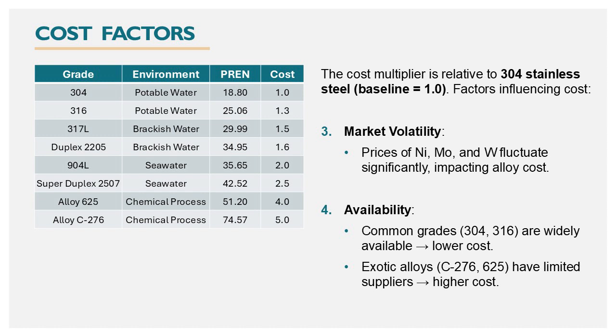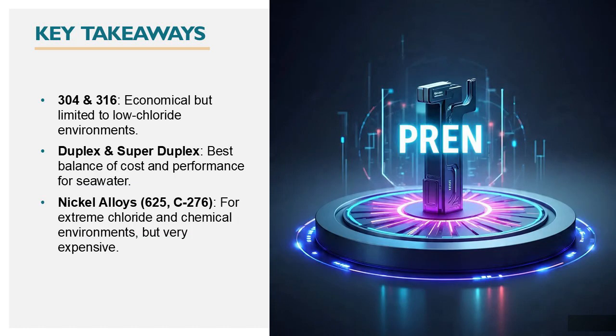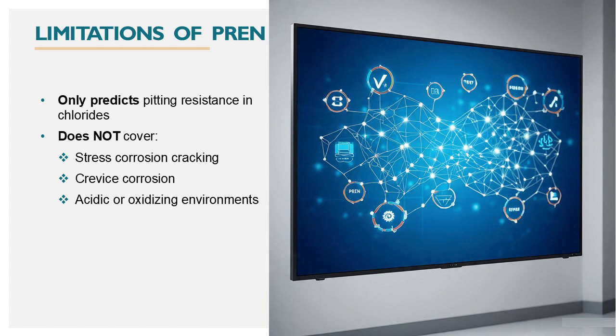and have higher cost. Key takeaways: 304 and 316 are economical but limited to low chloride environments. Duplex and super duplex offer the best balance of cost and performance for seawater. Nickel alloys, 625 and C276, are for extreme chloride and chemical environments, but very expensive. Always combine PREN with other corrosion data and real-world testing before finalizing material selection.